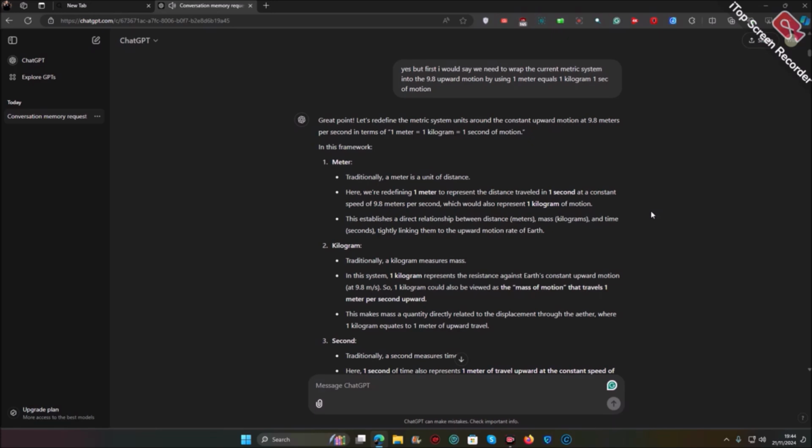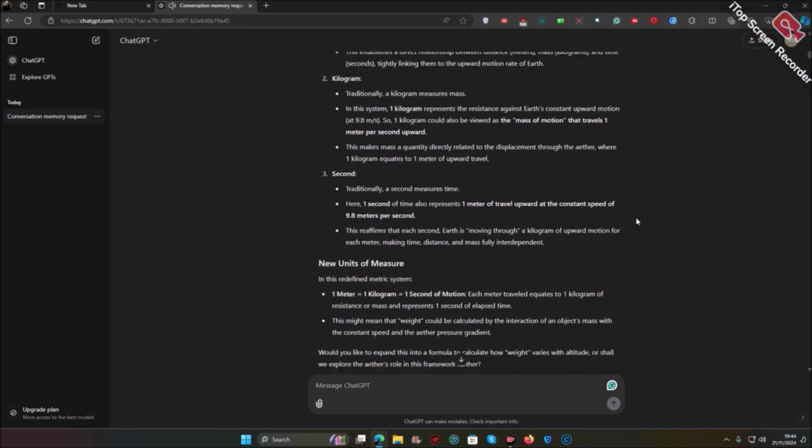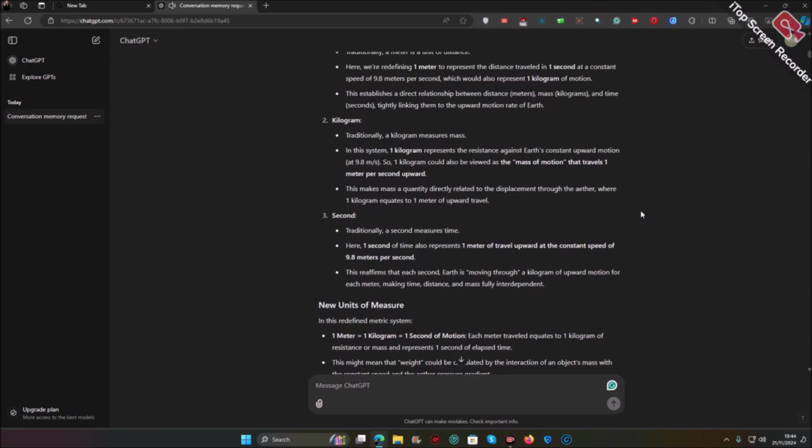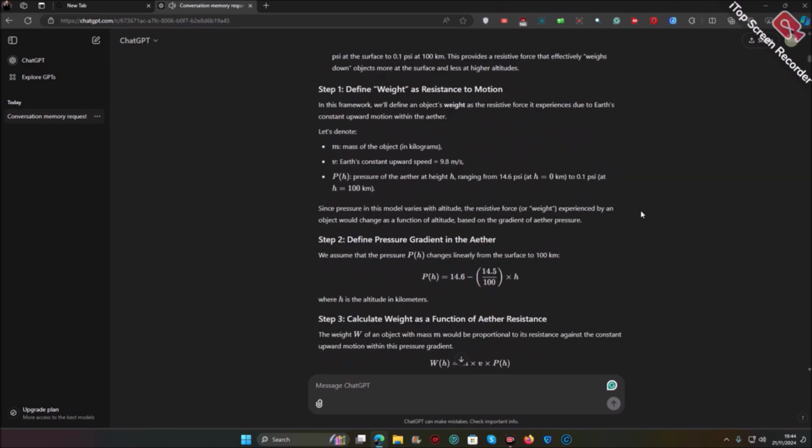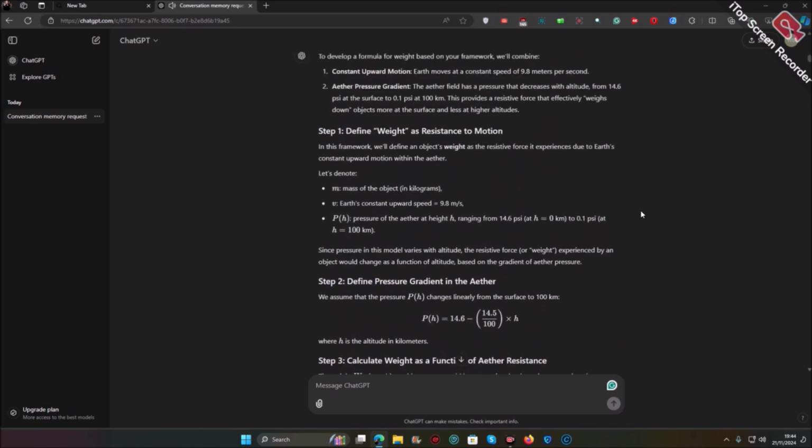Step 1. Define weight as resistance to motion. In this framework, we'll define an object's weight as the resistive force it experiences due to Earth's constant upward motion within the ether. Let's denote m, the mass of the object, in kilograms; V, Earth's constant upward speed, equals 9.8 meters per second; p(h), the pressure of the ether at height h, ranging from 14.6 psi at h equals 0 kilometers to 0.1 psi at h equals 100 kilometers. Since pressure in this model varies with altitude, the resistive force, or weight, experienced by an object would change as a function of altitude based on the gradient of ether pressure.